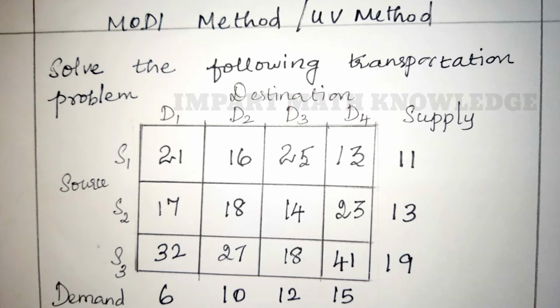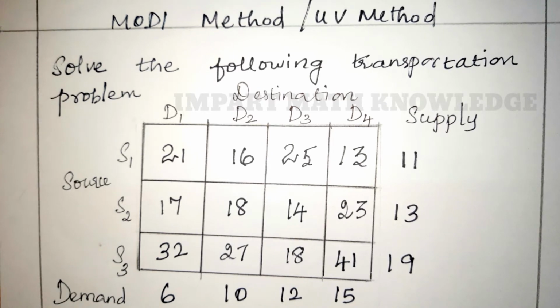Now the question is, solve the following transportation problem. If you have a question like this, solve the following transportation problem or find the optimum solution for the following transportation problem, you have to go with the MODI method always. For the first part, you have to use Vogel's approximation method to find the initial basic feasible solution and transportation cost. Second part, you have to apply the MODI method.